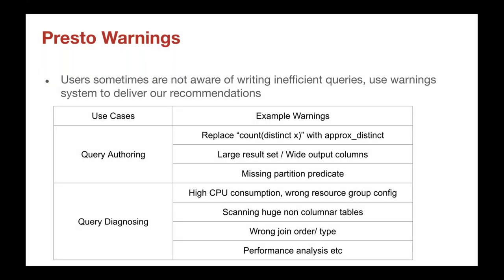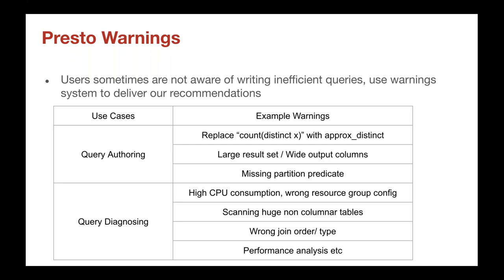On top of the existing warning system, we have developed a set of warnings to deliver our recommendations to users. We have two big categories. One is called query authoring, which helps users better author their queries. The second one is called query diagnosing. It will help users identify why their queries spend lots of time or why their query runs slow.